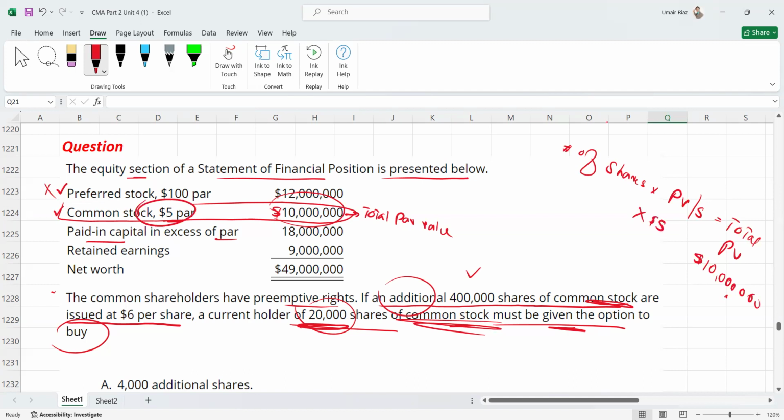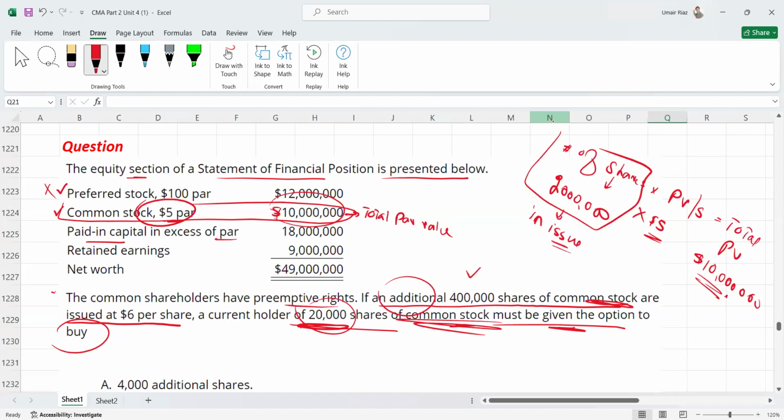It means how many shares should be here? This is the missing figure. How will you calculate? You can just take total par value divided by $5. So 10 million divided by 5. It means 2 million shares you have already in issue.